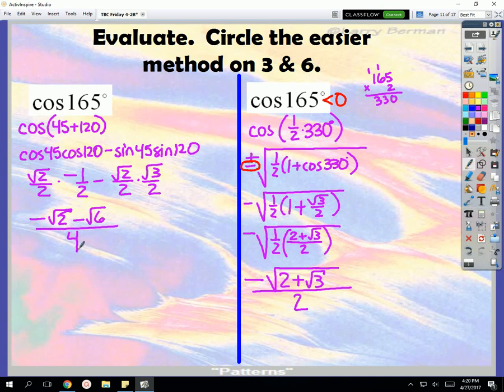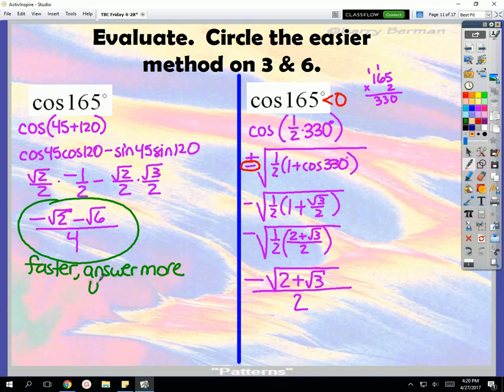Not only was that less stressful to work with, to get to, it's also going to be easier to use in future chapters, when we use these values for things. This is the easier one to use, so this is faster to get to. The answer is more usable.